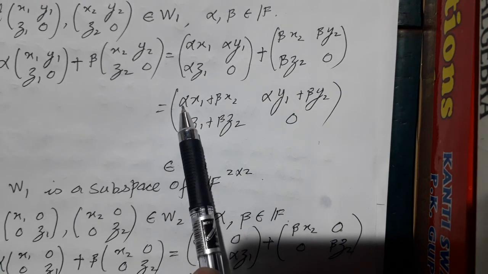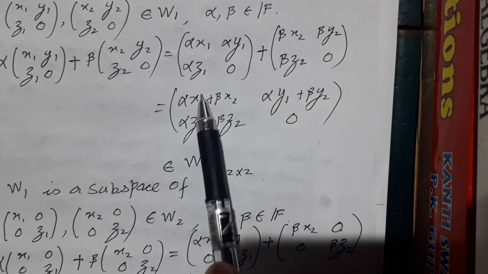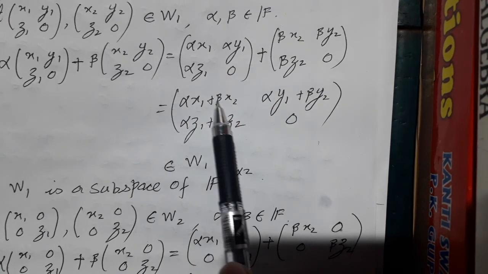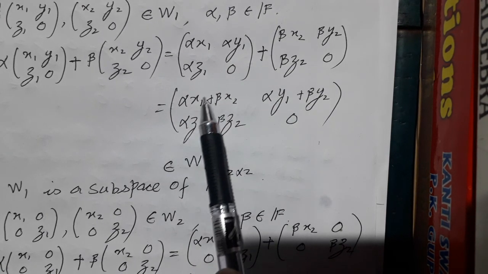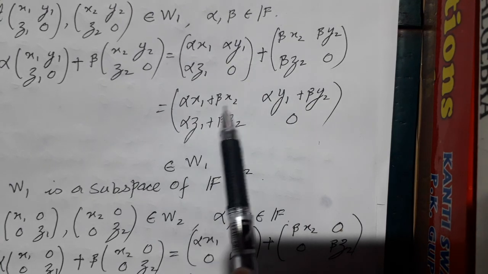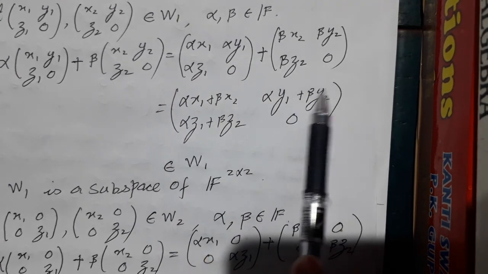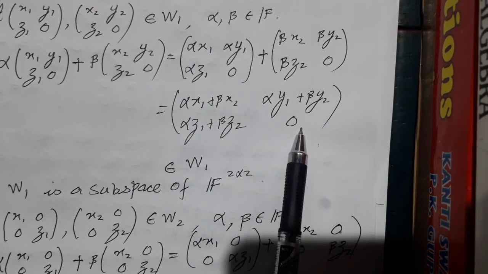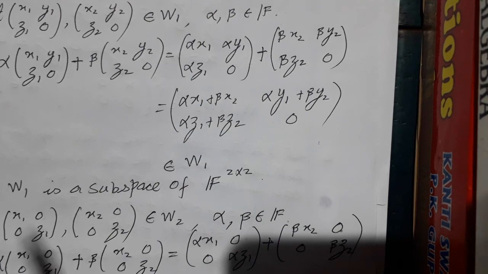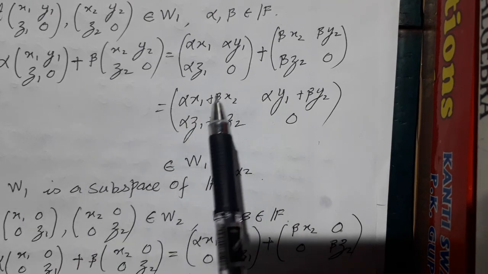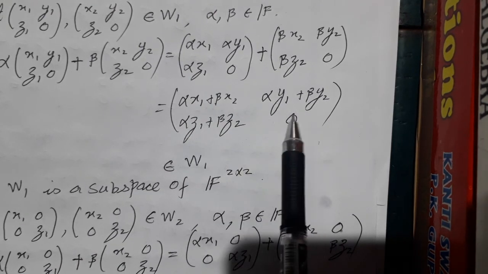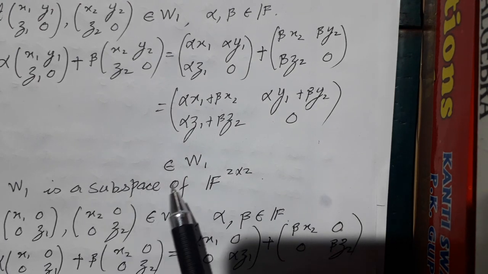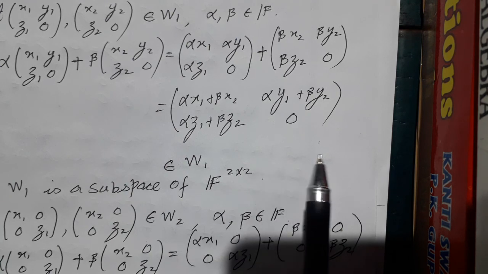So since alpha is an element of the field and x1 is an element of the field, the product also will be an element of the field. Same way here also, so the sum of two elements of the field is again an element of the field. Similarly, this is also an element of the field, and this is also, and here we get 0. So the elements are of the type x, y, z, 0, which belongs to W1. So that shows that W1 is a subspace of F2 cross 2.